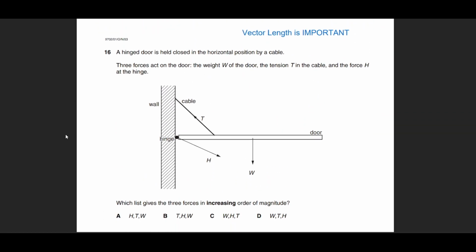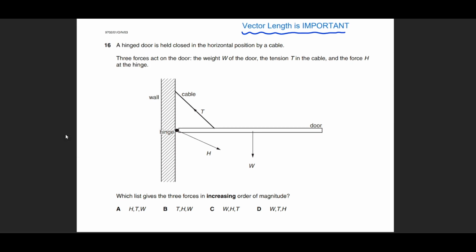Okay, so this is where vector length is important. This is where you learn that vector length is going to play a role in the questions. So he asks you about a system that they have. This is H, a force coming from the hinge or from the wall. How is this force being formed?